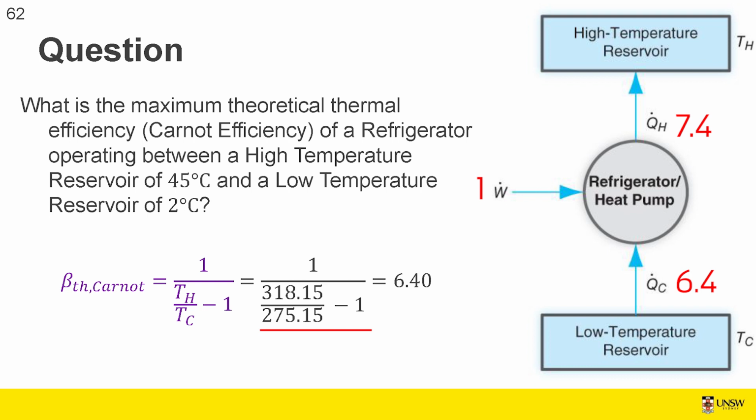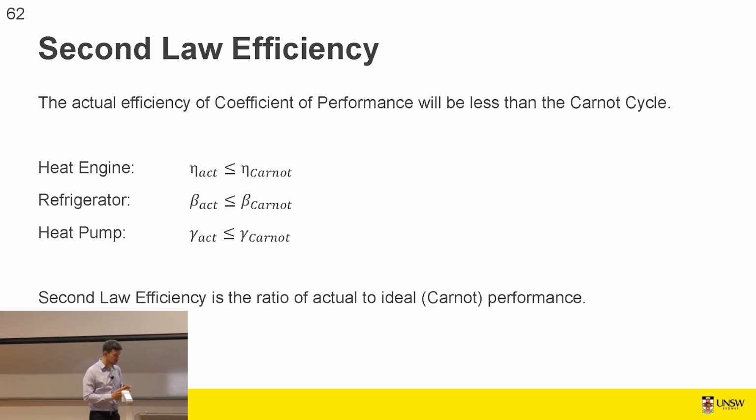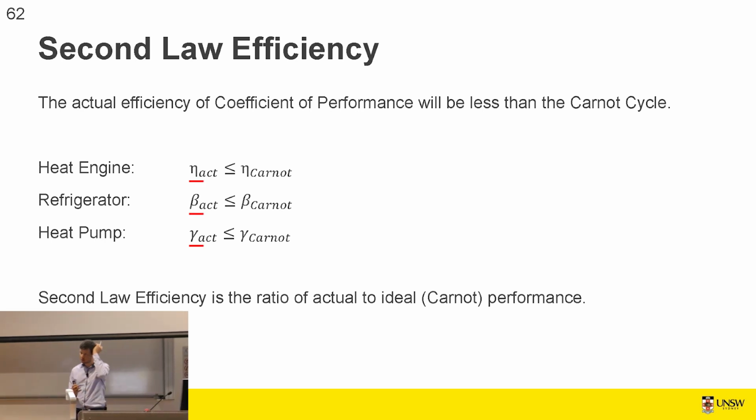So apologies for that. What I'm trying to say here is the efficiency or coefficient of performance for any real-world device will be less than, and these should be less than symbols, not less than or equal to. Theoretically, it could be equal to, but really, no, they're not. It will be less than the Carnot thermal efficiencies between the same temperature reservoirs.